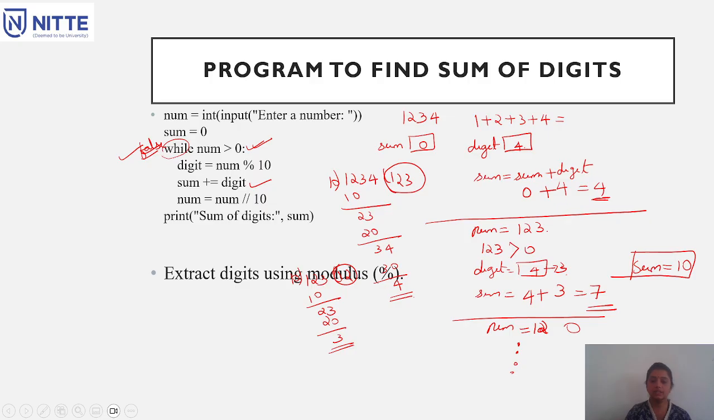So extract digits using the modulus symbol. Add digits one by one. Continue until number becomes 0.